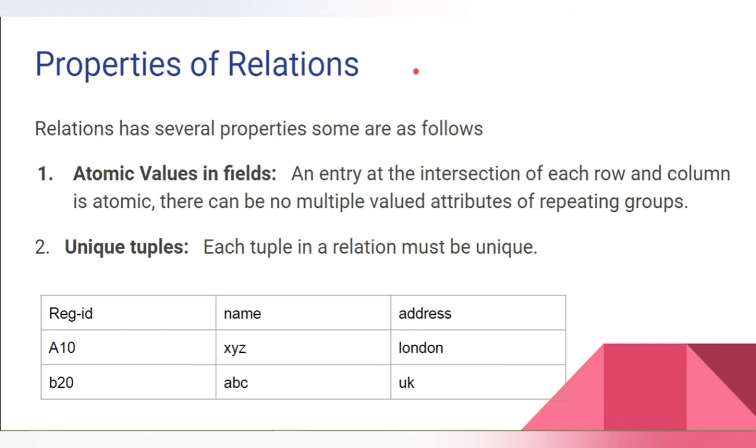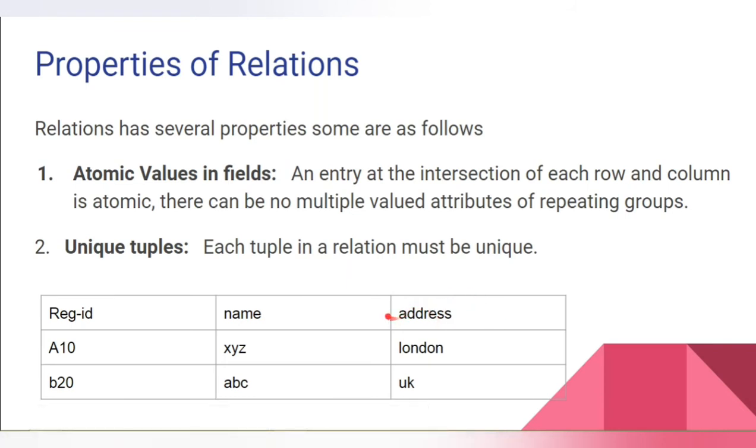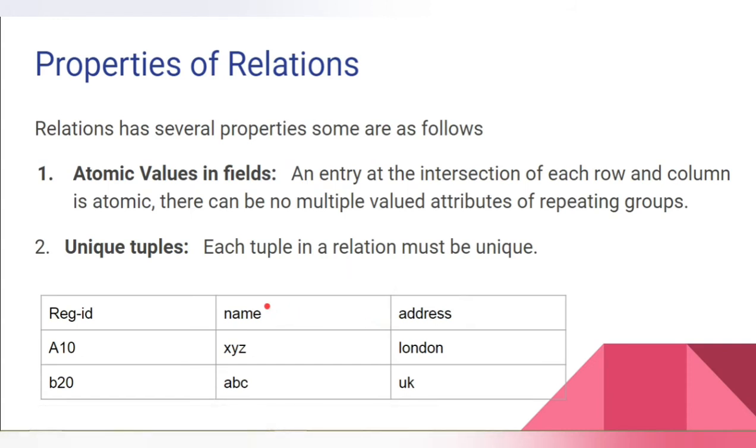So we have the properties of relations, properties of tables. A relation has several properties. Some are as follows. Number one is atomic values. The entry at the intersection of each row and column is atomic. There can be no multivalued attributes or repeating groups. For example, if I have this table and I have specified the name attribute, I cannot create another column which contains the name attribute. I cannot create another column which contains the address attribute, because I already have the address attribute and name attribute. That is called atomic values.